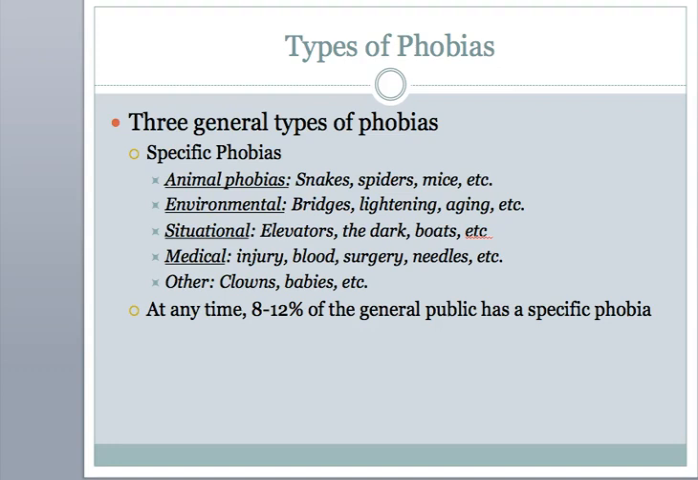There are medical phobias, where people are afraid of certain kinds of injuries or have a phobia about blood or about surgery or about needles. And then finally there's the other category, where they're very specific phobias, but they don't fall into any of these 4 categories. So things like being afraid of clowns or being afraid of babies, being afraid of televisions. That category is an interesting category because they're usually very, very specific. And at any time, anywhere from 8 to 12% of the general population has a specific phobia.